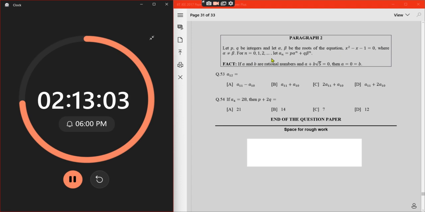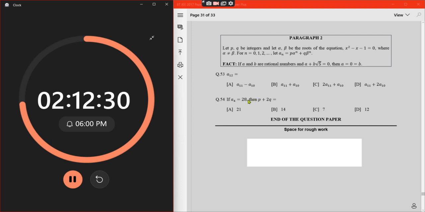Wait, it's not given what P and Q are, so? Yes, roots of this equation where n. Yes, but it's not given what A12 is. Oh, it doesn't matter because we just have to figure this out. It's just the Fibonacci recursion, right? Yeah, that's the characteristic polynomial of the Fibonacci recursion, and this is just its solution, of course. So this is just equal to what? A11 plus A10, which is B. So that's B from 53. 54: A4 equal to 2B, then P plus 2Q equal to what?